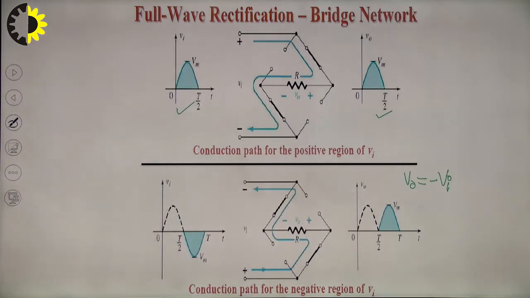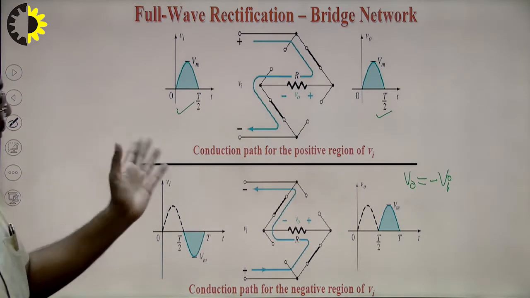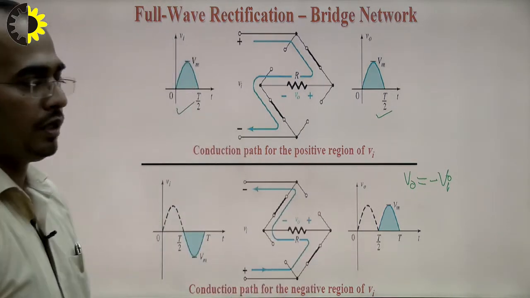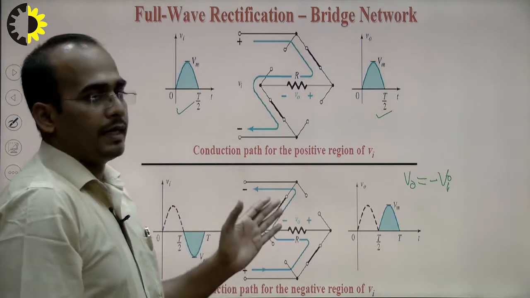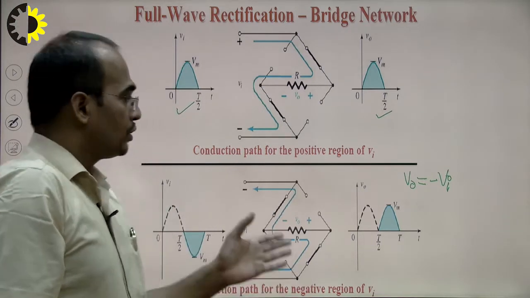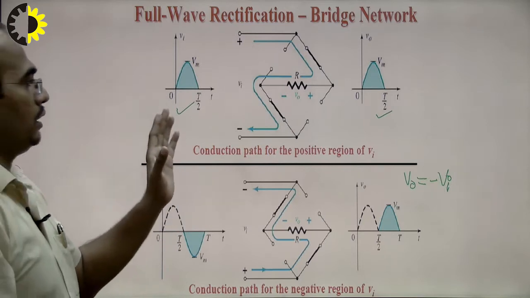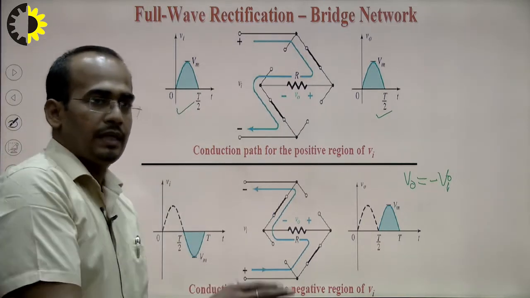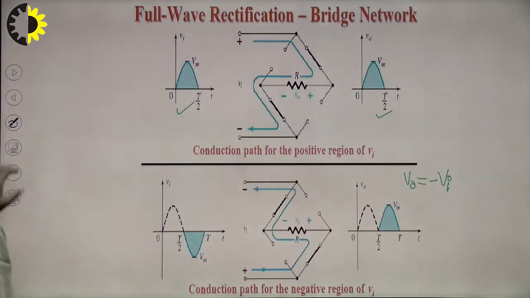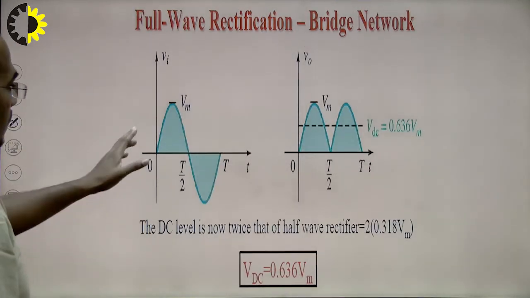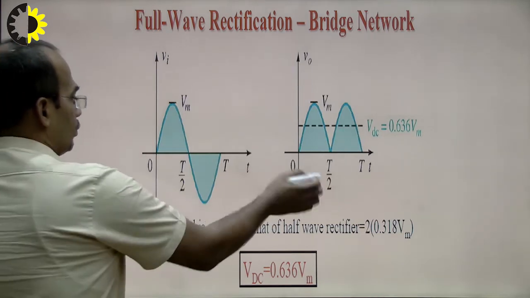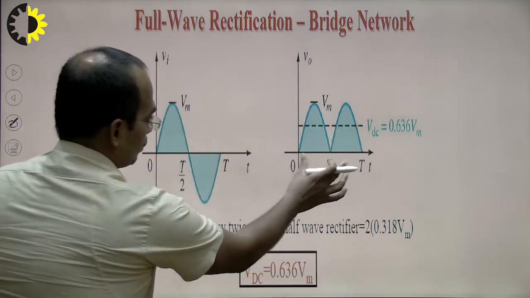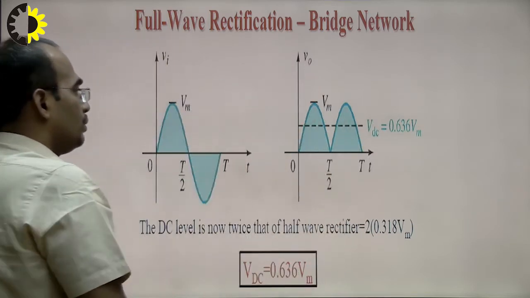So you can say that the output waveform of the full wave bridge rectifier and the center tap rectifier is the same. So the mathematical expression for the full wave bridge rectifier will be the same as the center tap rectifier. This is the input waveform, this is the output waveform, and the mathematical expression will be the same for 0 to T by 2.